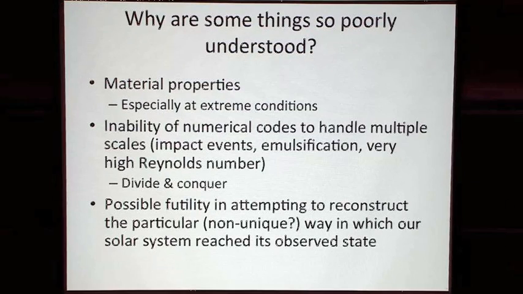And of course, nobody in their right mind is thinking that you would do this with some giant computer simulation. It's simply not a realistic thing to do for a high Reynolds number system. Clearly, the way forward is to divide and conquer. And implicitly, that's what people are doing. Divide and conquer means, in this context, that you're taking your large-scale problem and your small-scale problem and patching between the two, but treating them by separate codes. And so you understand the emulsification that is relevant to core formation as a separate problem from the large-scale problem of the giant impact.